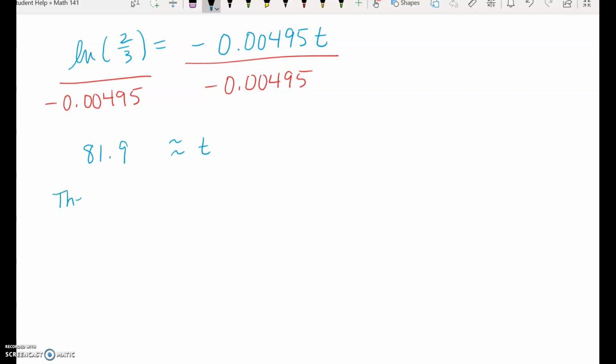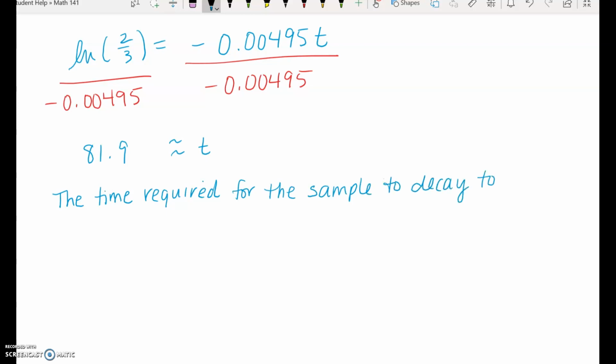So the time required for the sample to decay to 200 milligrams is about 82 days.